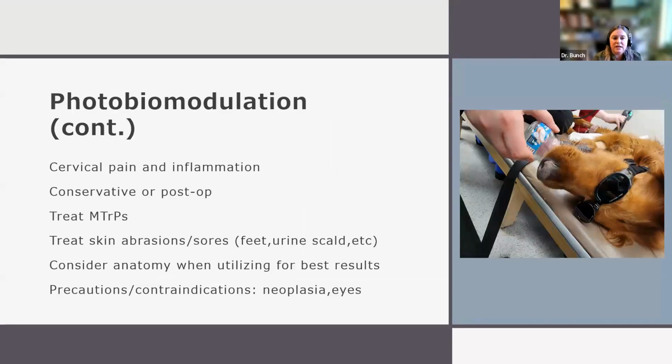So when I look at using it, I've used it on these patients for their cervical pain and inflammation, conservative or post-op. I've also used it on their trigger points.